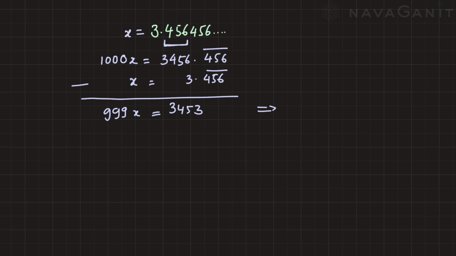So this implies that my x is nothing but 3453 upon 999, which I can simplify further by taking 3 common from numerator and denominator. So this will become 1151 upon 333.